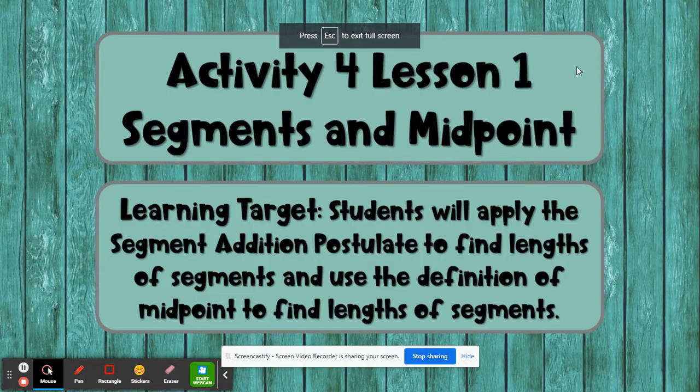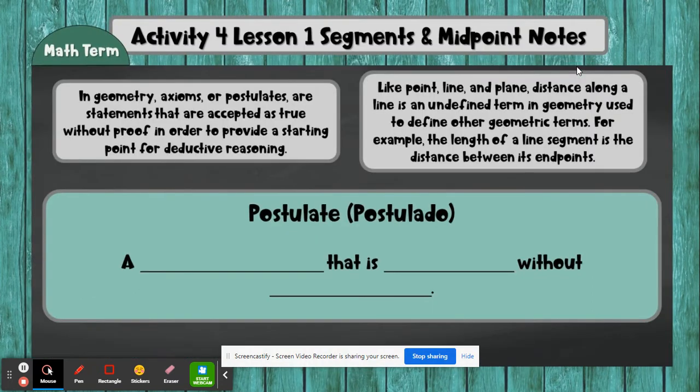Okay, good morning, everyone. Today we're going to be working on lesson one. This is actually called 2.1 in your notes, segments and midpoint. Just real quick, we're going to talk about postulates occasionally throughout geometry. And postulates are statements, a statement that is true without proof.